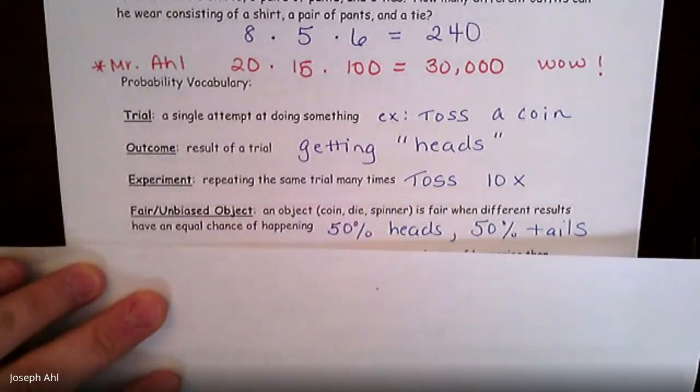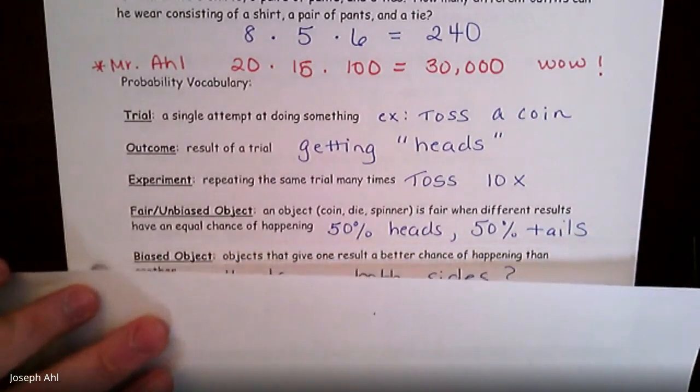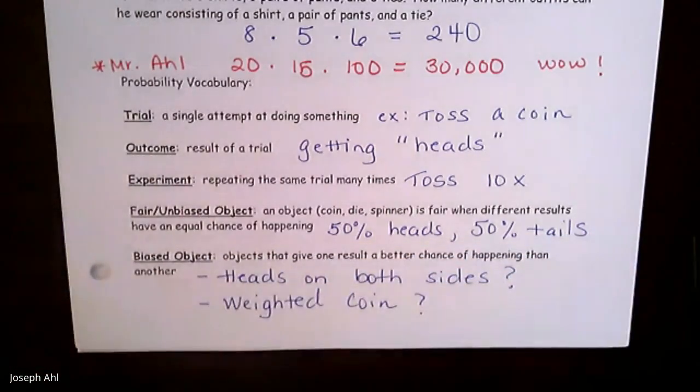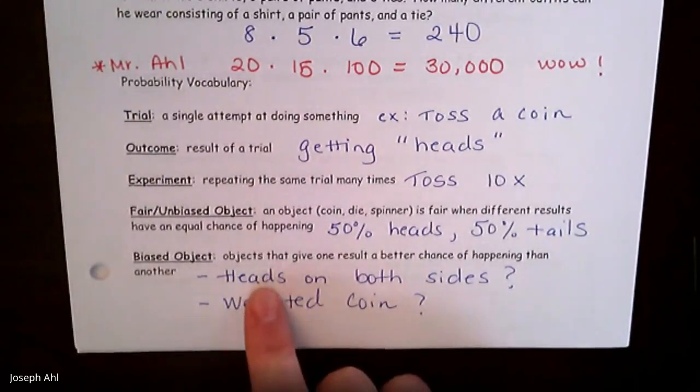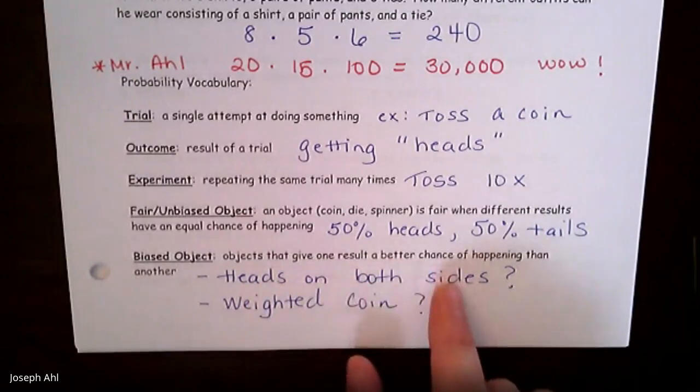A fair or unbiased object is an object that is fair when different results have an equal chance of happening. So I think the best way to think of that is for a coin, you should get a heads 50% of the time and a tails 50% of the time. But meanwhile, if you have a coin that's biased, it gives one result a better chance of happening than another. So that would be maybe a coin that has heads on both sides. That wouldn't be so fair if I said, hey, choose heads or tails.